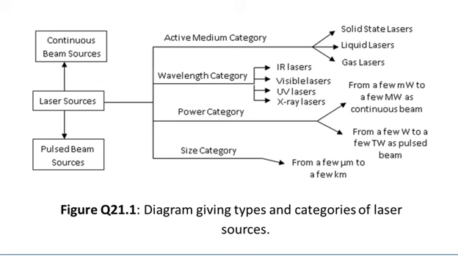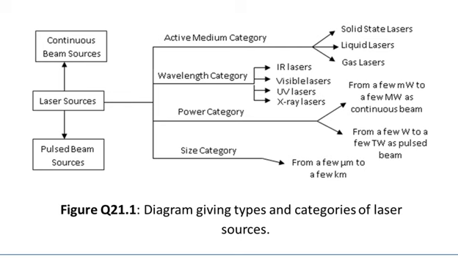Let's first read the caption. Diagram giving types and categories of laser sources. So on the left we have laser sources. You see that laser sources are broadly classified as continuous or pulsed. The upward arrow points towards the continuous beam sources and the downward arrow points towards the pulsed beam sources. So these are the two main categories, that is the continuous beam sources and the pulsed beam sources.